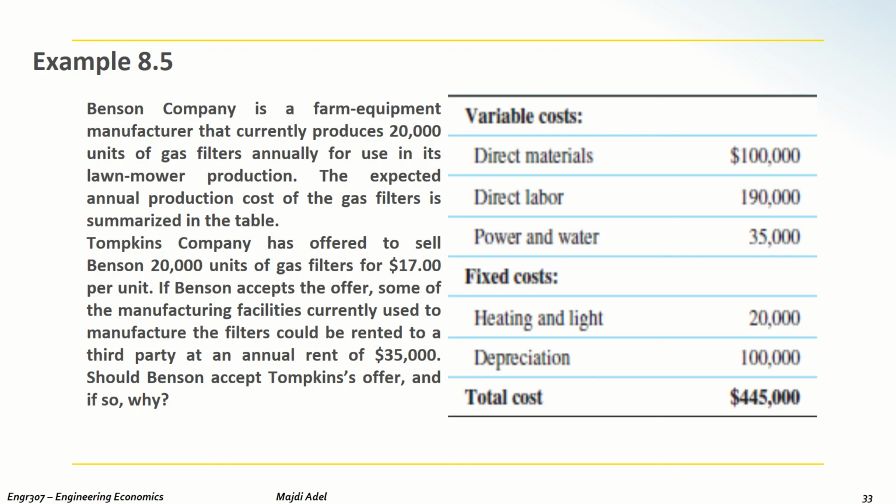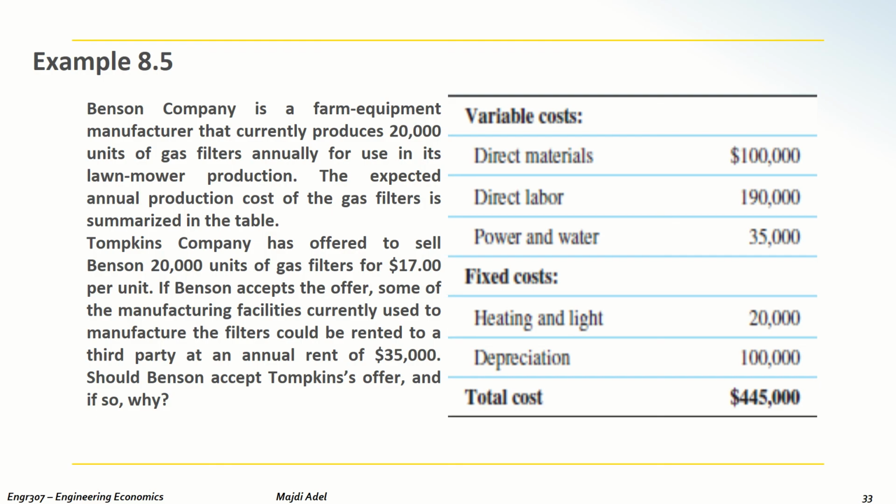Now, another company called Tompkins Company, they are specialized in producing gas filters, and they are offering to Benson Company to provide them with the 20,000 filters per year that this company needs, for $17 per unit. They will sell them each filter for $17.